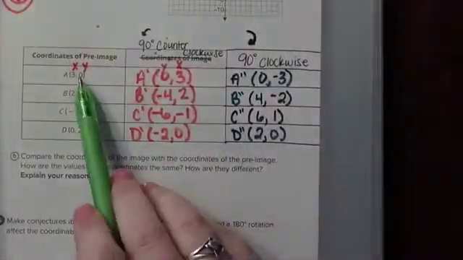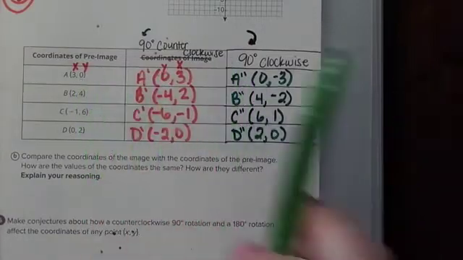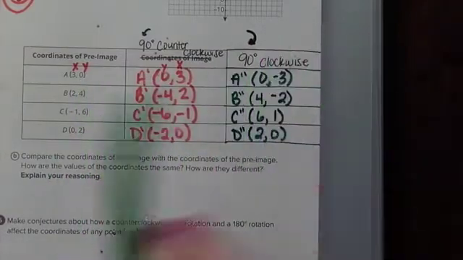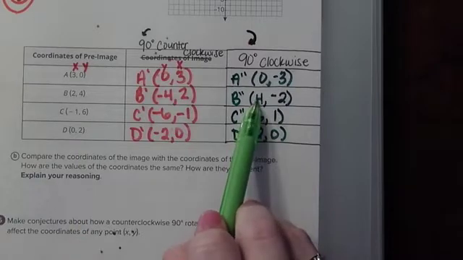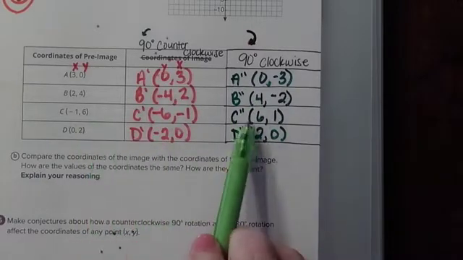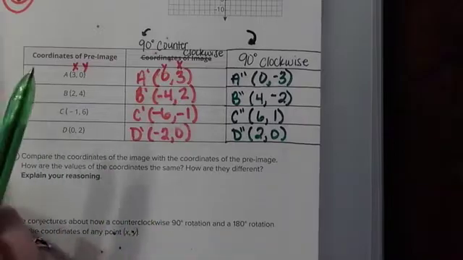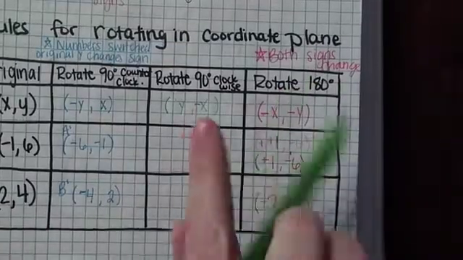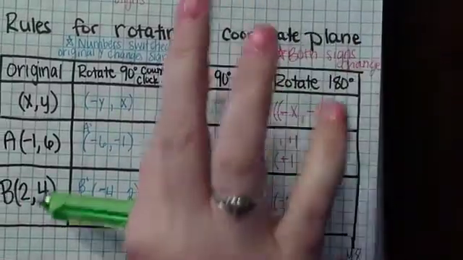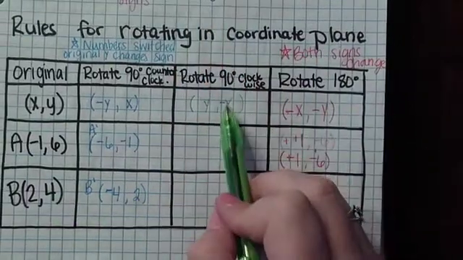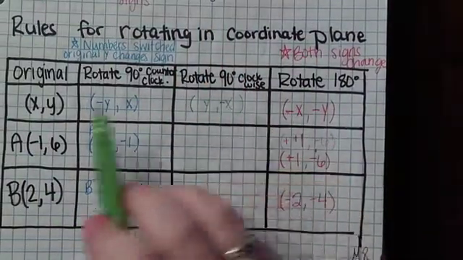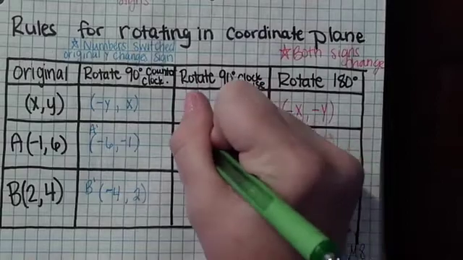Let's look at the y and see if it changed. 0, 0, again, that's a 0, so it's not negative or positive. 4, 4, that didn't change. 6, 6, that didn't change. 2, 2, that didn't change. So the only thing that's changing is the numbers are going to switch, and the original sign of x changes. So let's look at that.